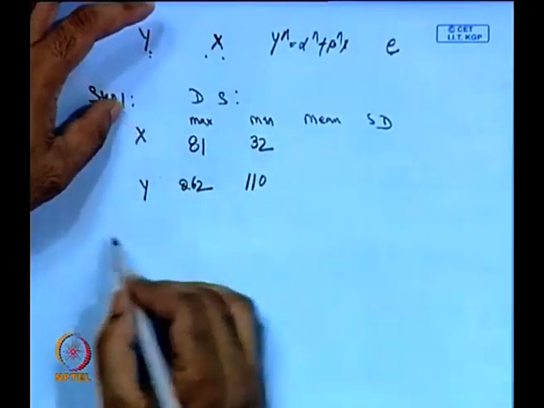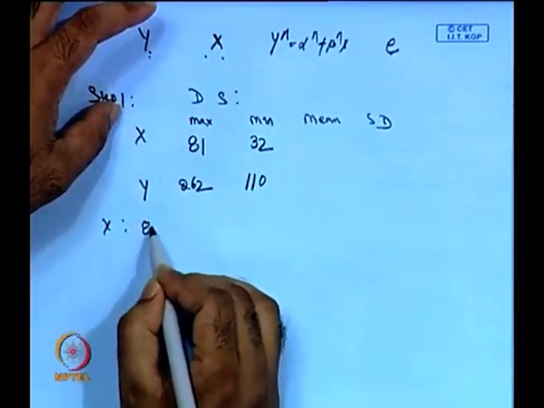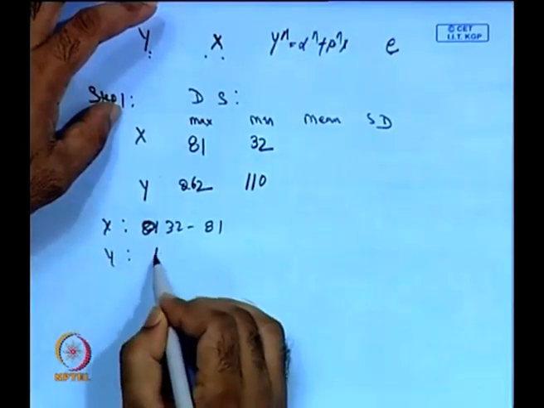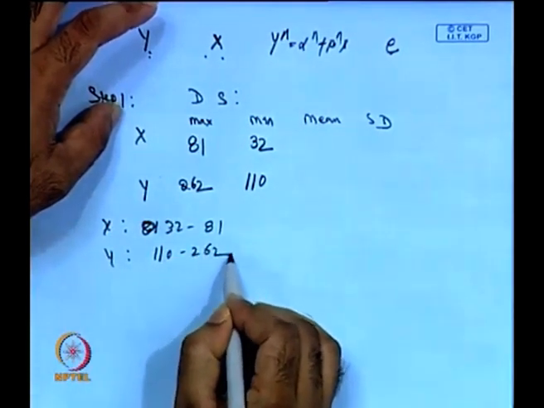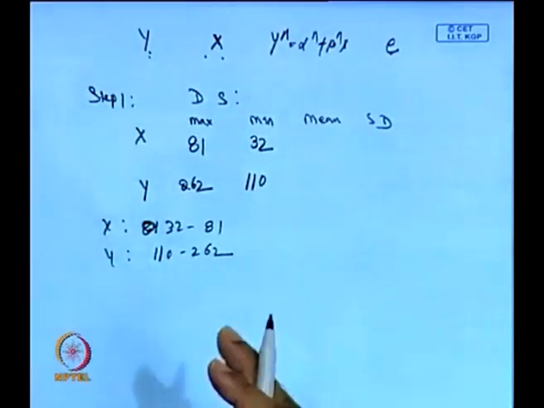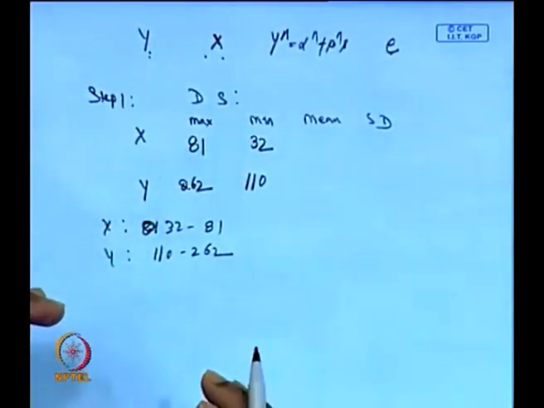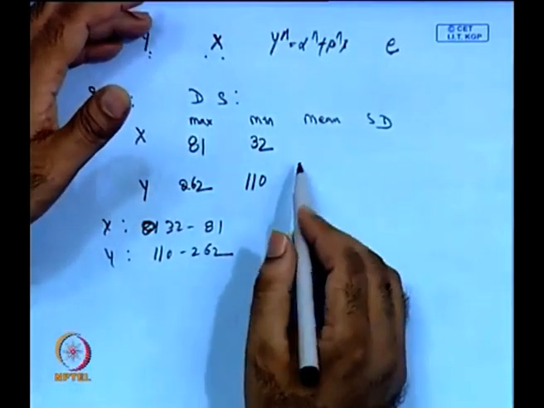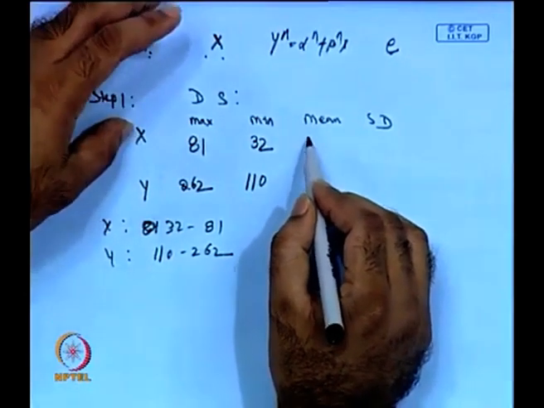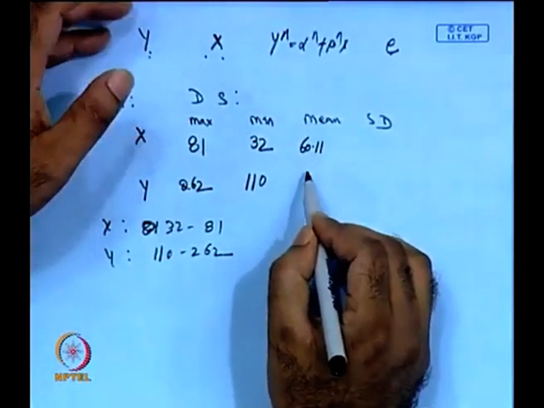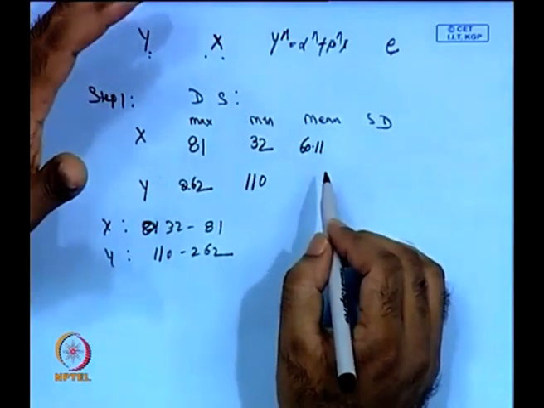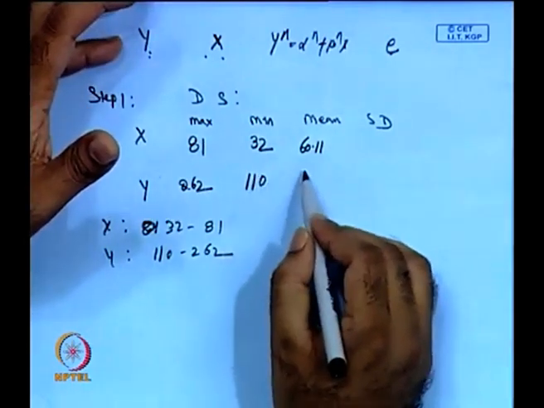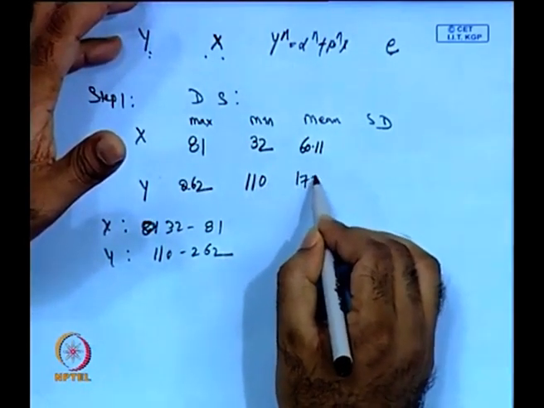That means for x the range is from 32 to 81 and for y the range is from 110 to 262. Now you have x information and y information, and we want to know how this information can be perfectly fitted. That is our objective. Now the mean for the x series is 60.11, that is sum x by n, where n represents the total number of observations, equal to 9 here. The mean for y is 175.3.